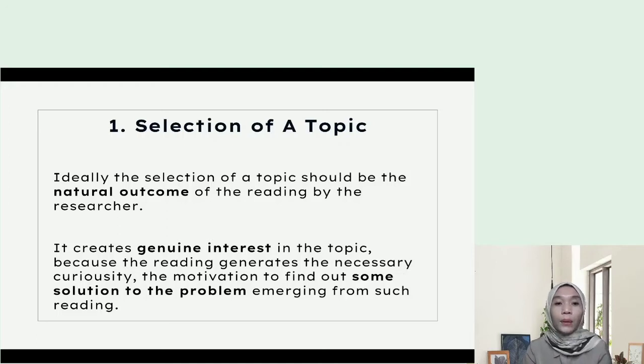That way, you will have your own curiosity, you will have the motivation to find some solution to the problem emerging from such reading. So let's say when you are reading a novel, then you find the problem, the main issue in the novel that motivates you to make it a research. So that way you can consider it a natural outcome, your genuine interest, in order for you to find some solution to the problem portrayed in the novel. So first thing first, the reading.